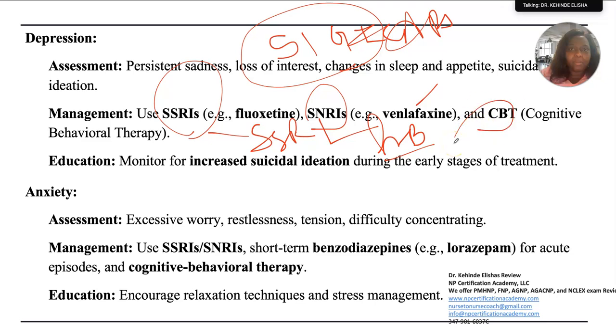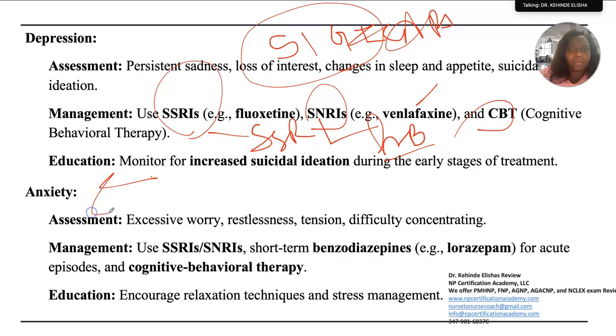Now, what about CBT? Well, we focus on 2 modalities in psych. We do something called psychotherapy, and we also do what? Pharmacotherapy. Now, psychotherapy, we're using words to actually heal people. And there are many types of psychotherapy depending on the kind of diagnosis that we give to the patient. What about education? You want to monitor for increased suicidal ideation during early stages of treatment.